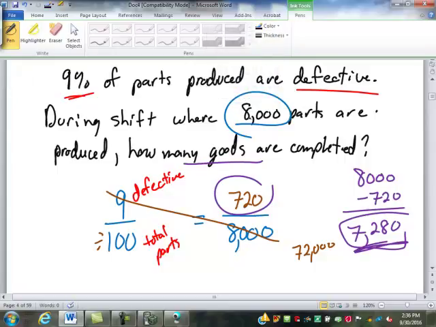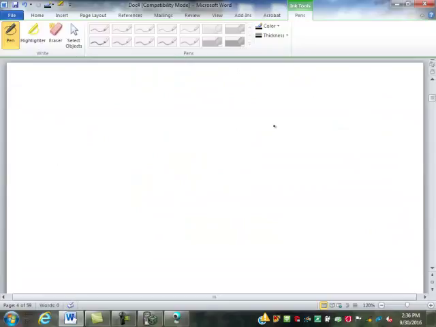In a problem like this, that worked out okay, but we're going to run into problems where we have to analyze it a little deeper than that. Let's work our way up to one of those.